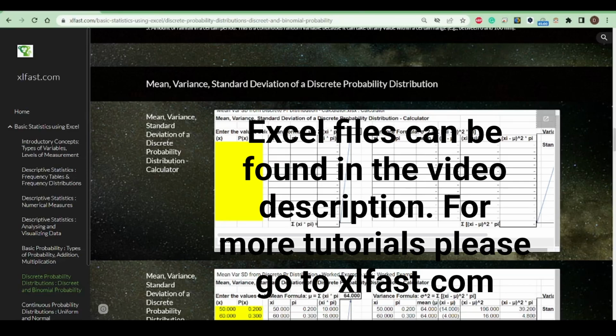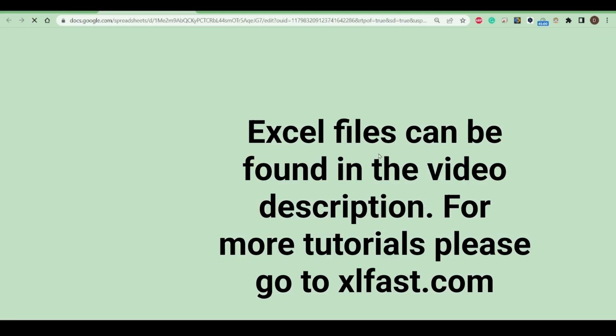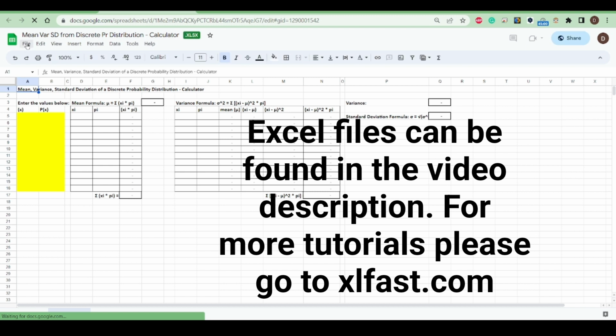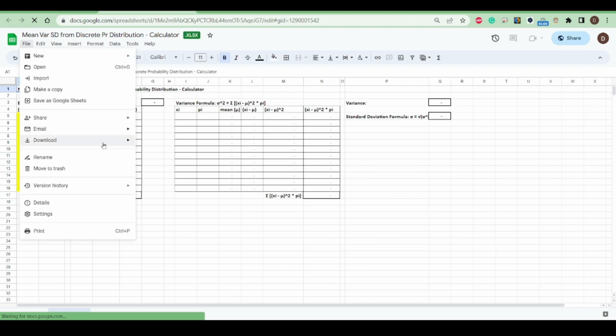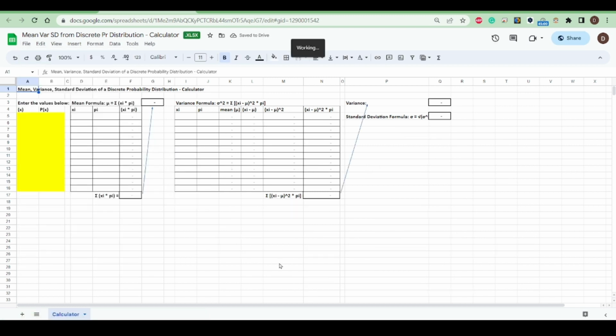In this video, we are going to calculate the mean, variance, and standard deviation of a discrete probability distribution using this calculator that I've created over here. So can you please start by clicking the pop-out link there. And then we're going to open this up in Excel.